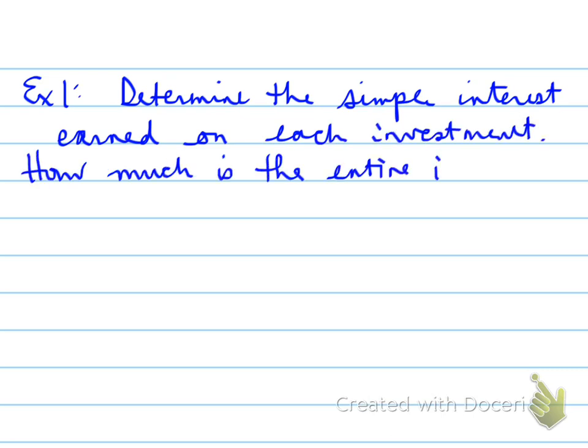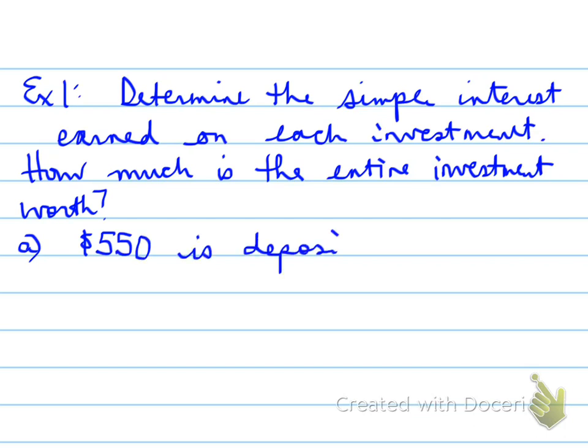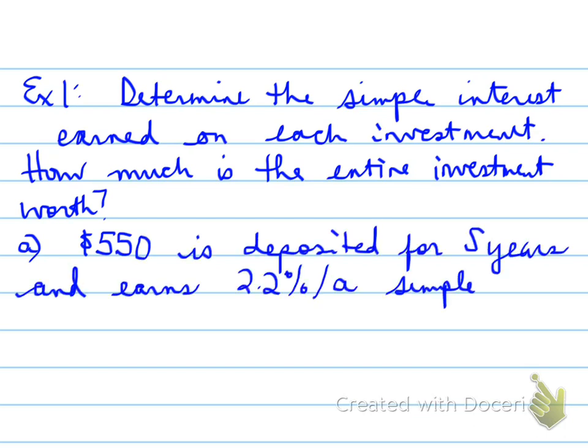How much is the entire investment worth? So this is what we need to do. So, how do we do this? Well, $550 is deposited for 5 years and earns 2.2% per annum simple interest.